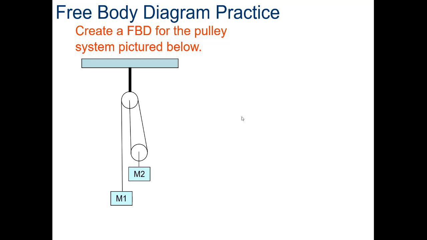Okay, so create a free body diagram practice. Okay, so this is a pulley system. The important thing here is that ropes and chains are replaced with tension forces. So we'll get there in a second. So this says create a free body diagram for the pulley system pictured below. And it says of M1. So M1, it's not resting on anything. It's not being supported down here by anything. So there is no normal force. We have the weight of M1. So this thing has weight.